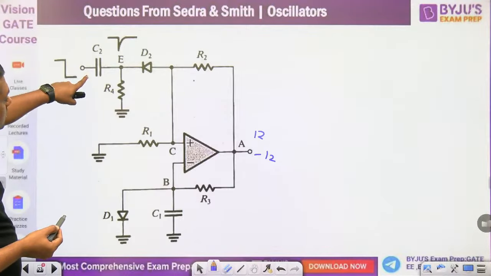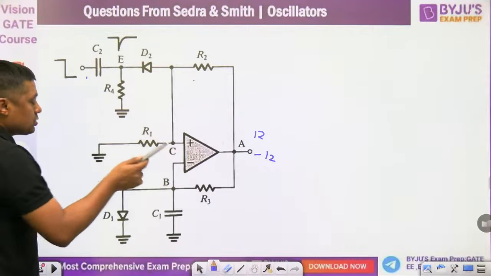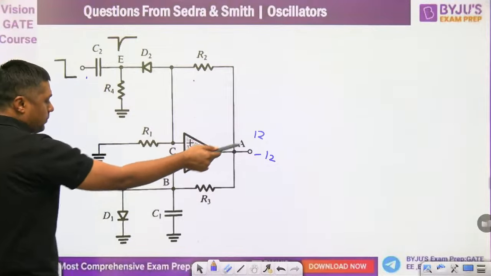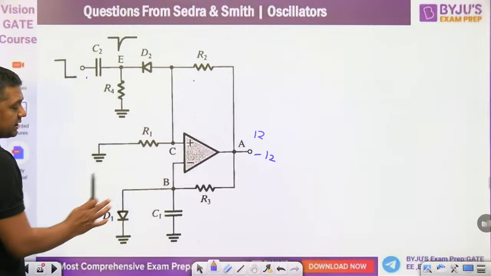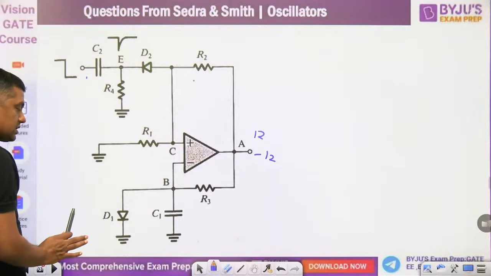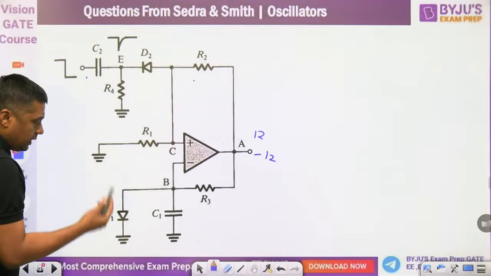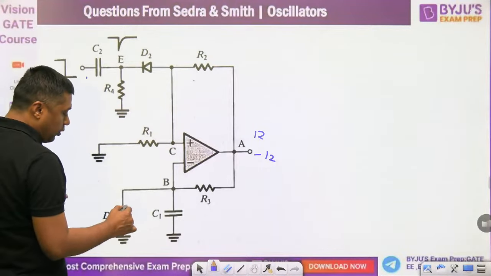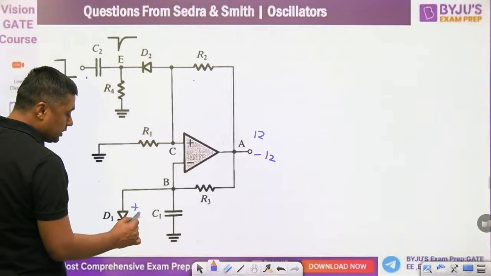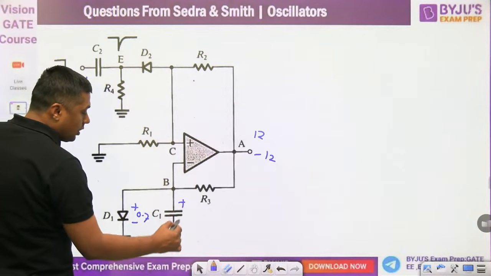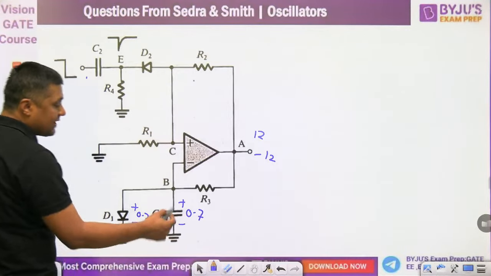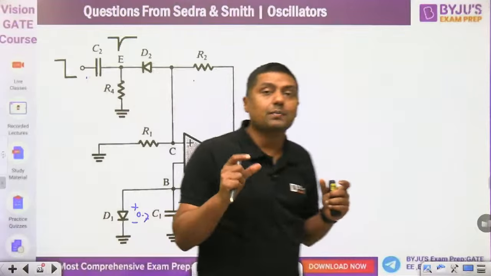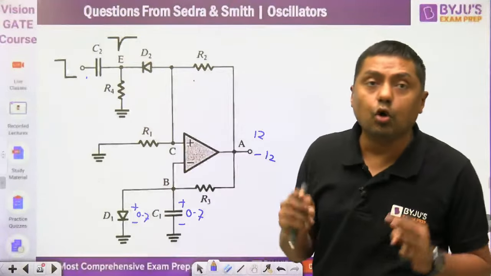In this diagram, initially the output is plus 12. How can we say it is plus 12? Because of plus 12, that diode is on and the circuit is under steady state. Now, what is the voltage across the capacitor? The voltage across the diode was 0.7 volt, because it is on. When it is on, the voltage across the capacitor is 0.7 volt. The initial voltage across the capacitor was 0.7 volt.